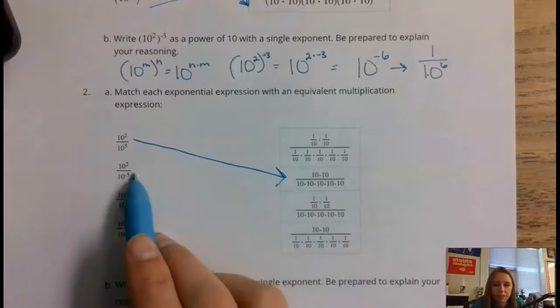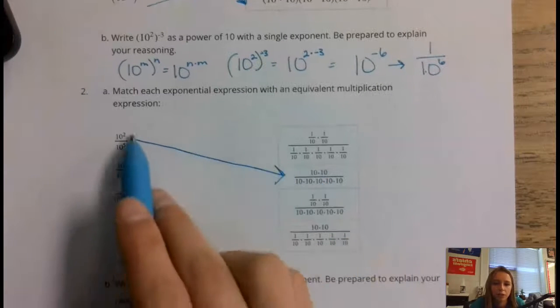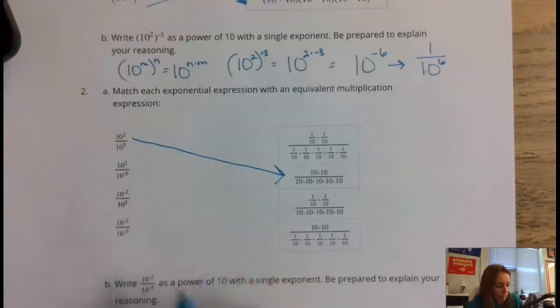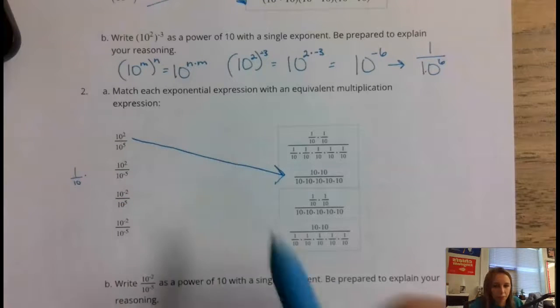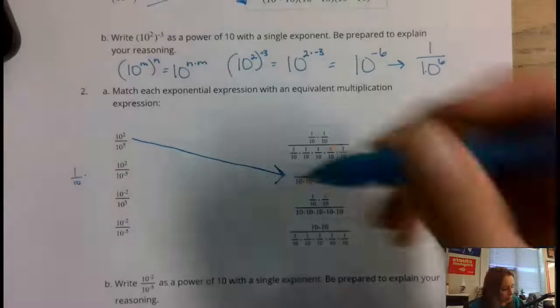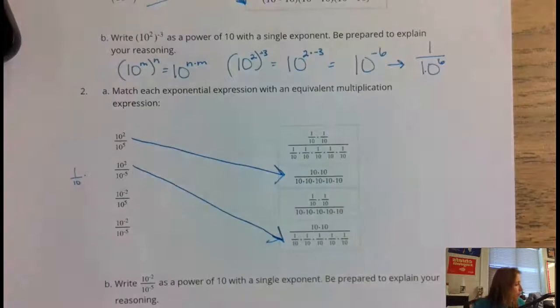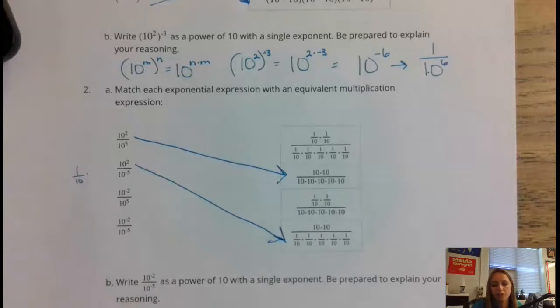Now we have 10 to the second, so it's going to look just like what we had here, because those match. Now we're going to have 10 to the negative fifth. So we're going to have 1/10 times itself 5 times. Where do we see that? Right here. Now I want you to pause and try to do this next one on your own. If you want to challenge yourself, try the following one, and then unpause and see if you got it right.